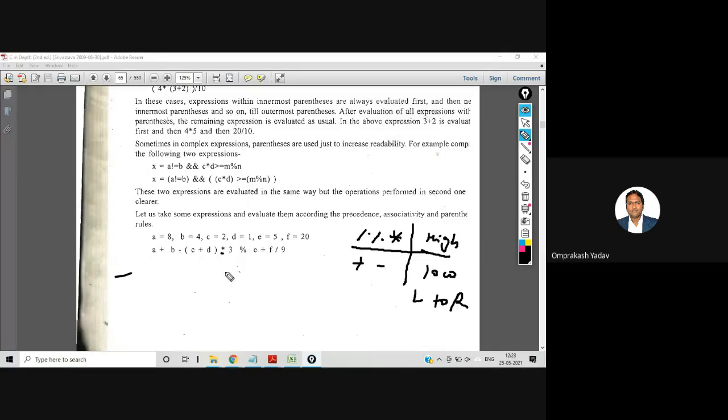We know that associativity is from left to right, so we'll go from this direction and try to solve. Here I'll write the hierarchy, the operations we are going to perform. The first operation we see when we move from left to right is this multiplication, so I'll be solving multiplication. So this is nothing but a plus b minus c plus d.